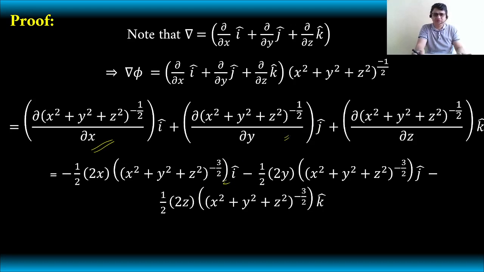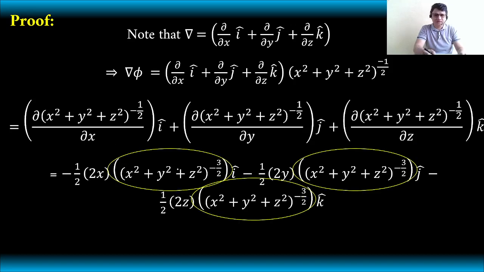For the second term, we do the same, only that in this case we take the derivative of y squared. So we have 2y, and the same x squared plus y squared plus z squared to the negative 3/2 j hat. Minus, we do the same for the third term: we have minus 1/2 times 2z, because we take the derivative of z squared, times x squared plus y squared plus z squared raised to the negative 3/2 k hat.